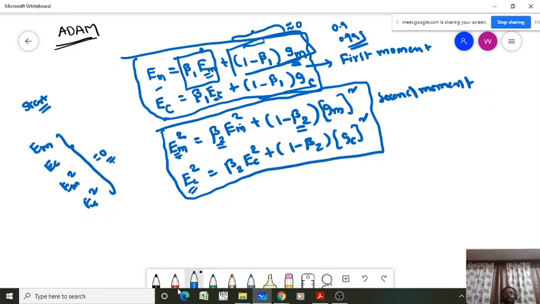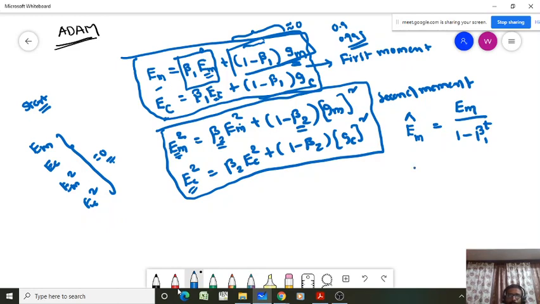So they developed two more equations, called bias corrected estimations. How do we calculate the bias corrected estimation? The bias corrected exponential decaying average of the gradient, represented with a hat, EM hat, is equal to EM divided by 1 minus beta 1 power t. Here t means the iteration or timestamp.